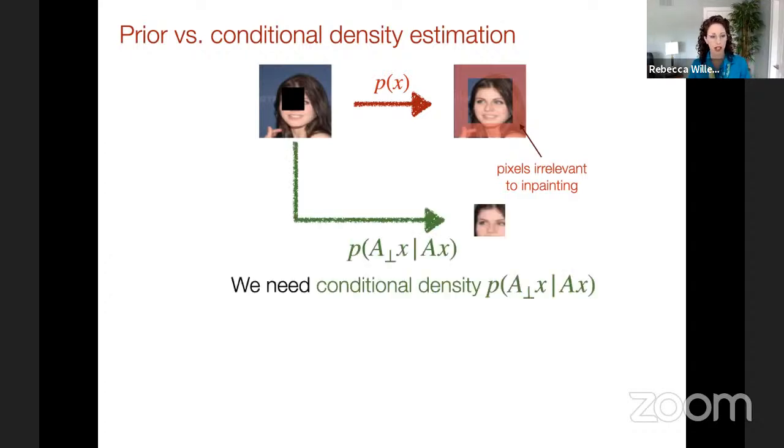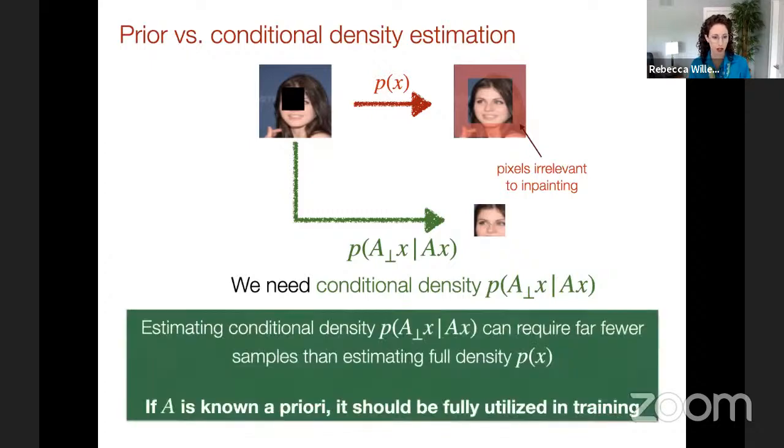Rather, I would argue that what we really need is to learn a conditional density estimate. What we really ultimately need to solve this inverse problem at hand is the distribution of all the parts of the image that are in the null space of A, conditioned on all the parts of the image that we observed. Or in the context of in-painting, we want to know what's the distribution of the missing pixels conditioned on the observed pixels. And it turns out from a wealth of statistical literature that conditional density estimation can actually require many fewer samples than estimating the full density P of X.